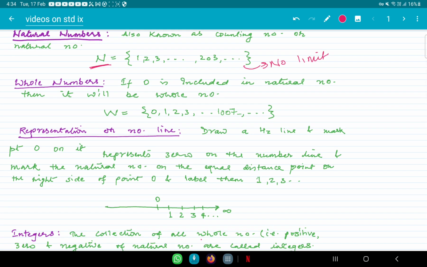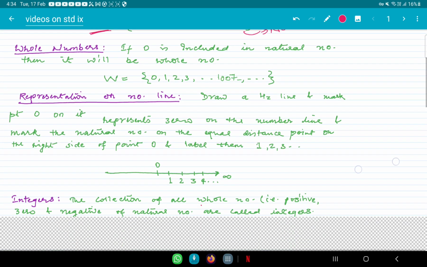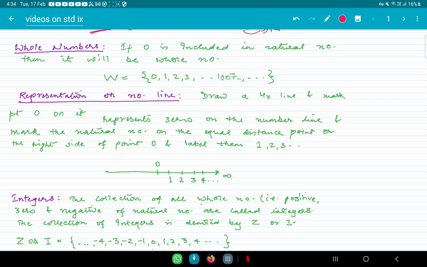whole number. So if we include 0 in the natural numbers, then it will become the whole numbers. So what is the notation for whole number? Capital W is the notation for whole number, and since 0 is included in this, W equals curly bracket open 0, 1, 2, 3, and so on, and it has also no higher limit.